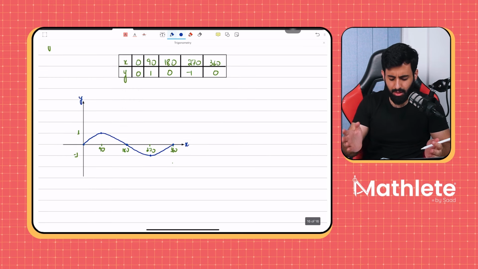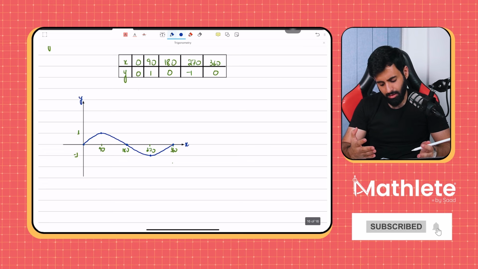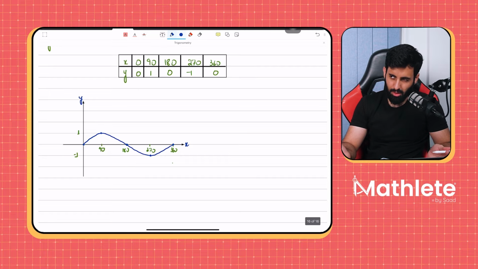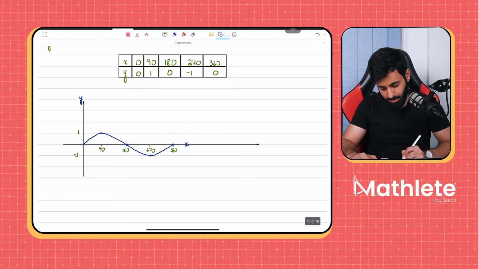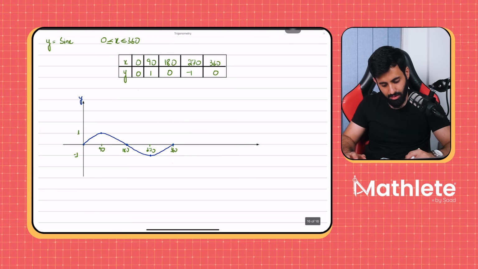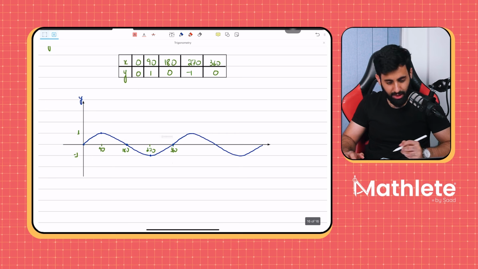What do you think will happen if I didn't stop at 360? What do you think if we went on and found out sine of 450, 540, 630, 720? What do you think will happen? Yes, we will get the same pattern. It's going to repeat. Okay, so if let's say you didn't stop over here, what will happen is that the cycle will repeat. So you'll get the exact same shape again. Copy, paste. And then after 720, you will get the exact same shape again.